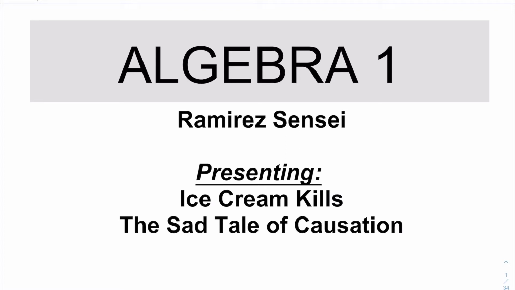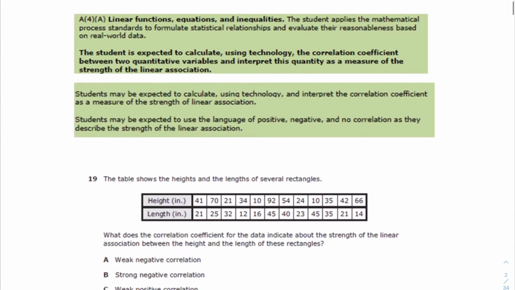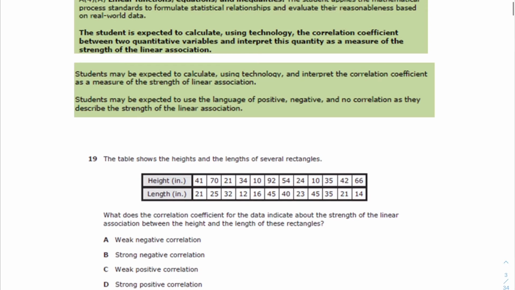In this lesson we're going to be talking about, I don't know if we'll make it to the ice cream today, but we're at least going to be talking about correlation and how, in data, we can interpret some scatter plots of data. Like I said, we're going to start off with correlation and causation of data. And let's just see how that would look in the STAR test.